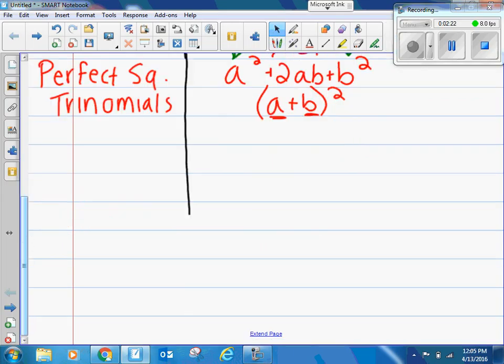And of course, the next one is going to be when we have a squared minus 2ab plus b squared, and that is factored to a minus b squared. Again, going to be a little bit harder to recognize. Two examples of these.